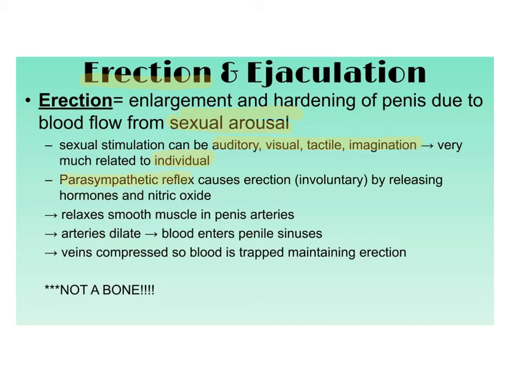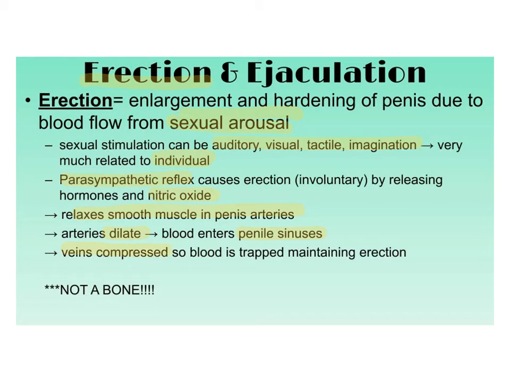But the erection is parasympathetic, which means it's not under our voluntary control. What happens is, during that stimulation, we release some hormones and a chemical called nitric oxide, not to be confused with nitrous oxide. What that nitric oxide does is relax the smooth muscle in the penile arteries. The arteries dilate, which means open up, and the blood flows into the sinuses of that erectile tissue. Since the blood is flowing there, the veins get compressed.